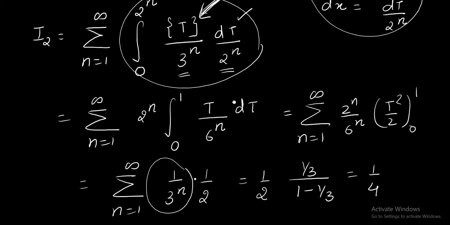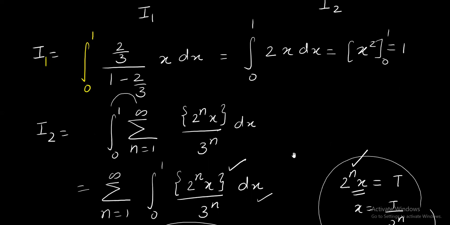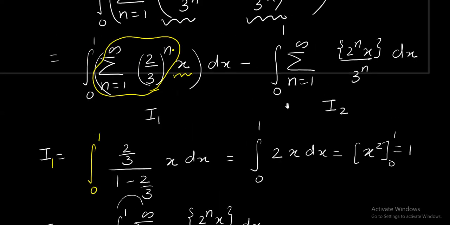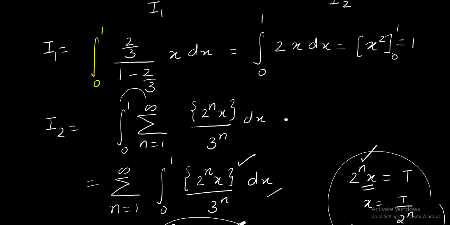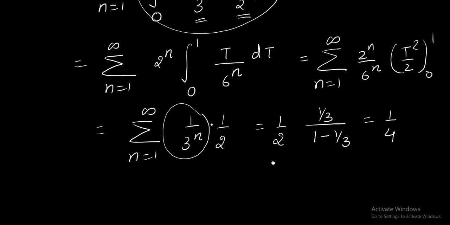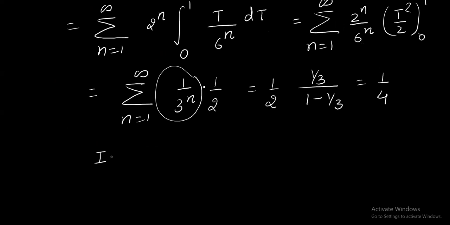The question says that I need to evaluate I, and what is I? I is I1 minus I2. We evaluated the value of I1 as 1 and we got the value of I2 as 1 by 4. So now let us complete the question and get the answer to the question. So the answer to the question means now you can say that it will be 1 minus 1 by 4. That means 3 by 4. So here is the answer to this beautiful question.